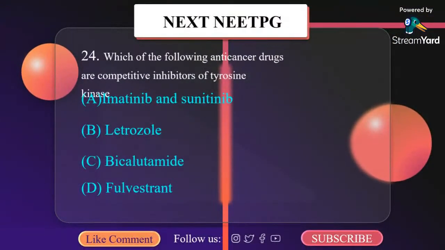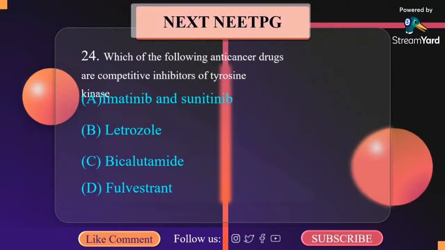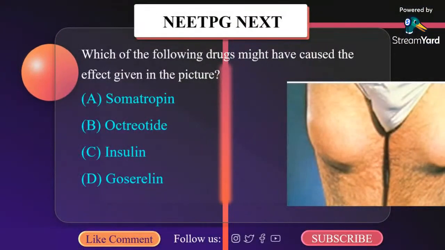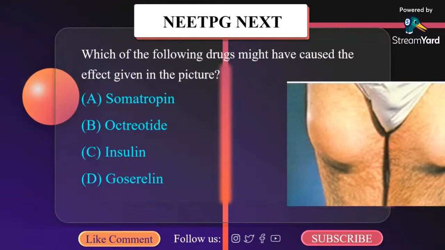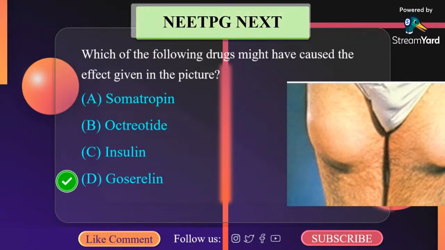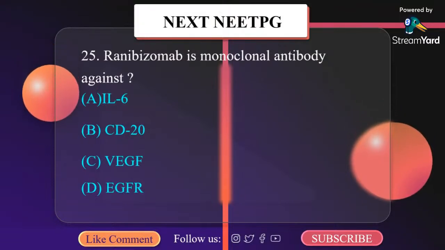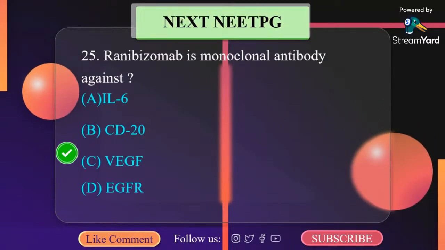Which of the following anti-cancer drugs are competitive inhibitors of tyrosine kinase? It is imatinib and sunitinib. Which of the following drugs might have caused the effect given in the picture? Goserelin. Ranibizumab is a monoclonal antibody against vascular endothelial growth factor.